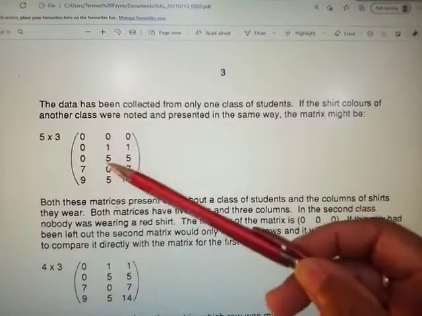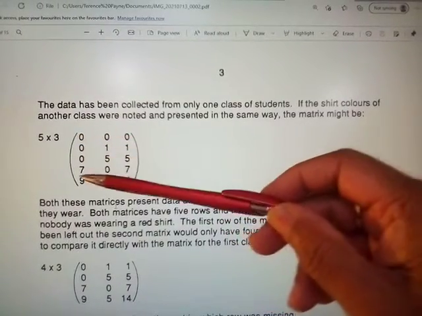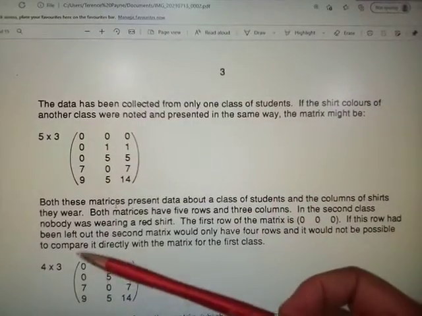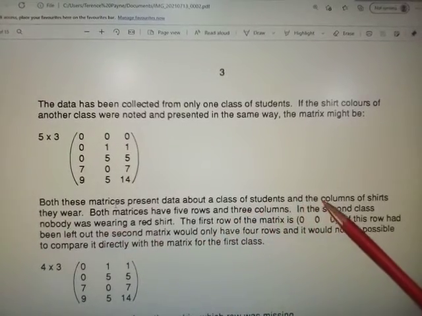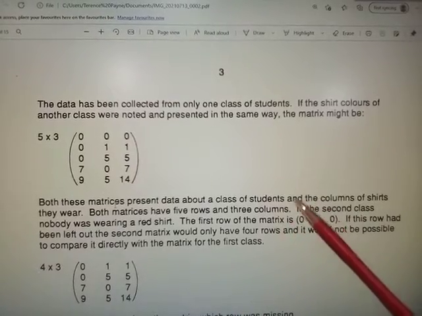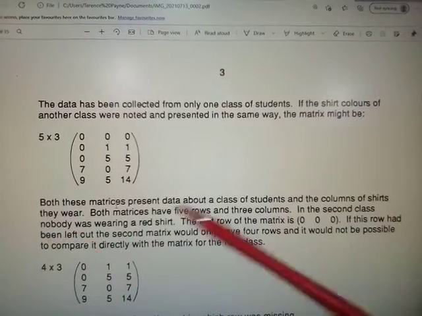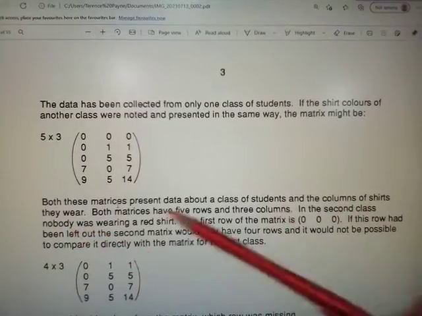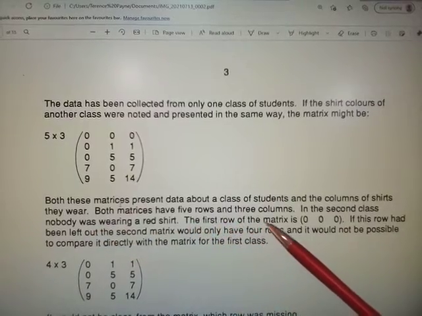And here's your 5 rows, 1, 2, 3, 4, 5 rows by 3 columns. Okay? Both these matrices present data about a class of students, and the columns of shirts they wear. Ignore that, should be colors. Both matrices have 5 rows and 3 columns.